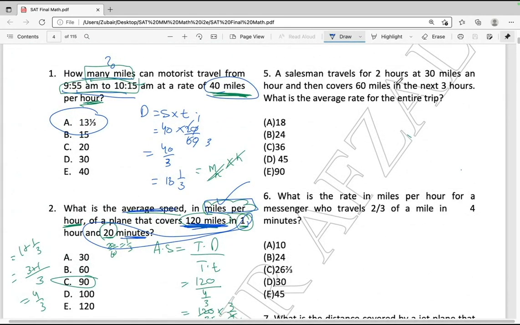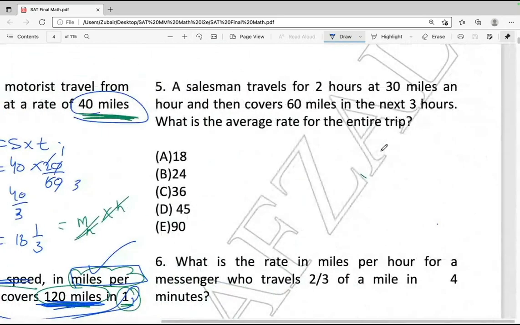After doing 5, then we'll come back to question number 3. See, a salesman travels for 2 hours at 30 miles an hour. This is time, this is speed, and then covers 60 miles, that is distance, in the next 3 hours, again time. What is the average rate? The average rate is speed.